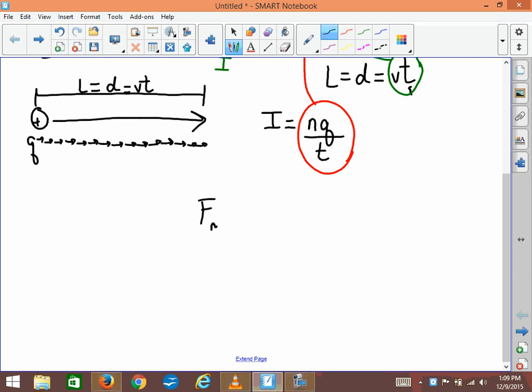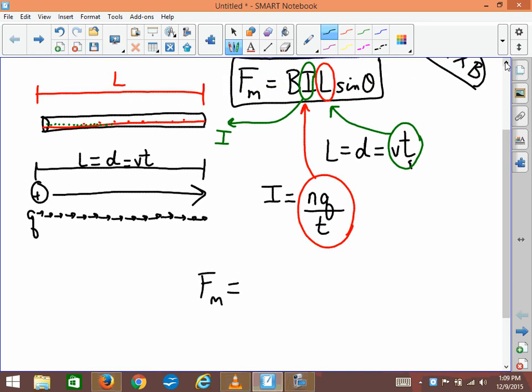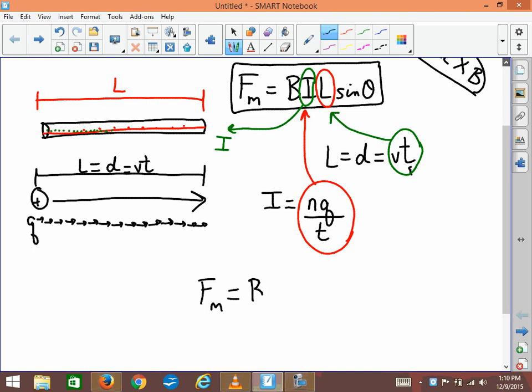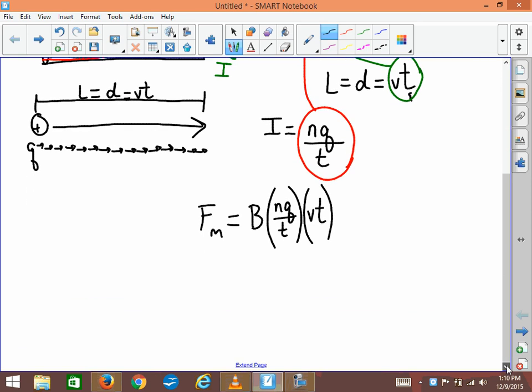The magnetic force would be, I'll just move it down so you can see them both, B, but instead of current in a wire, we can equate that to a charge moving past a certain point in a certain time, so that becomes the current. And the length of the conductor is, in a sense, just how far the little charge has traveled, so Vt, and we get this. Now, what can we do with this?